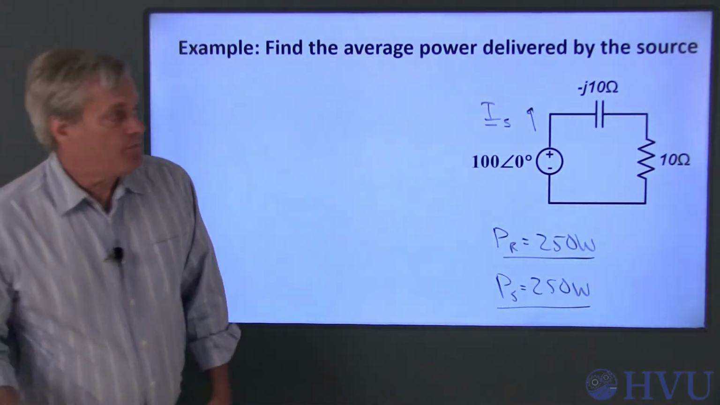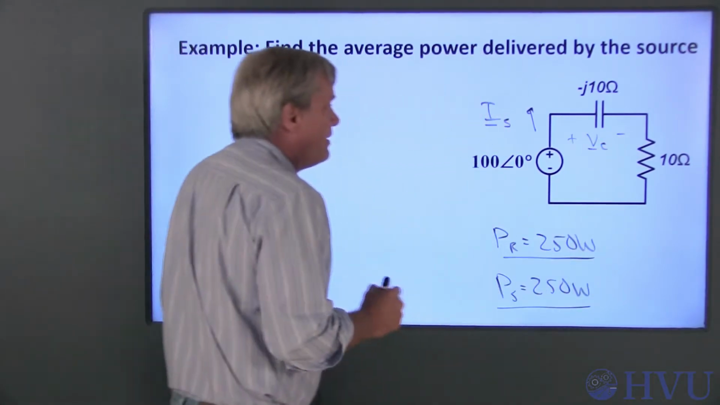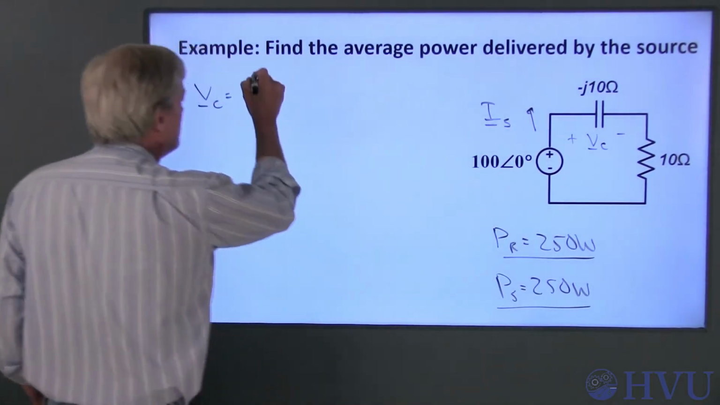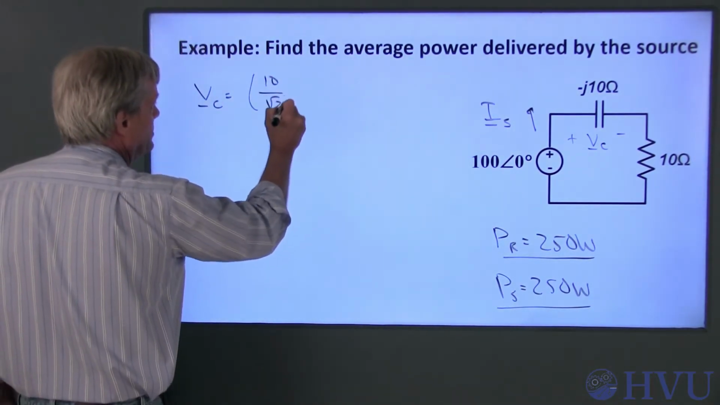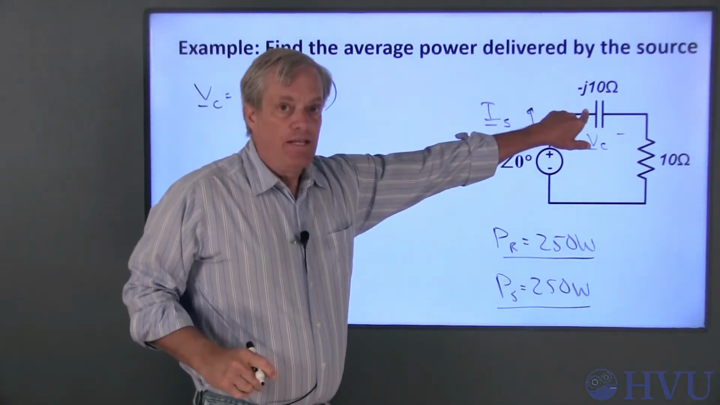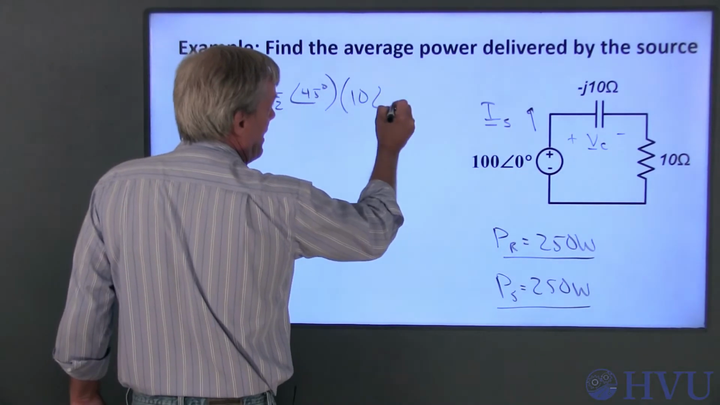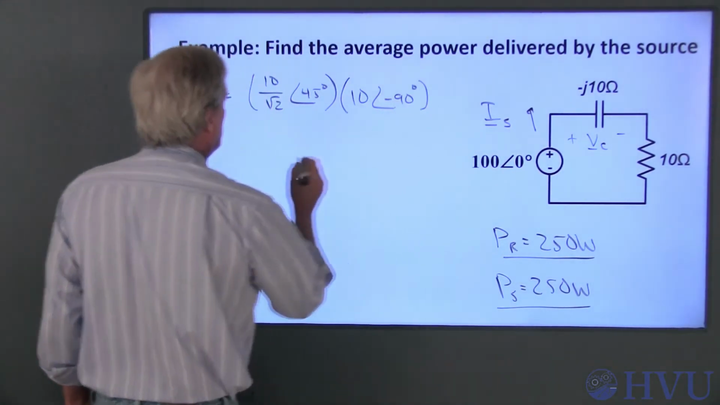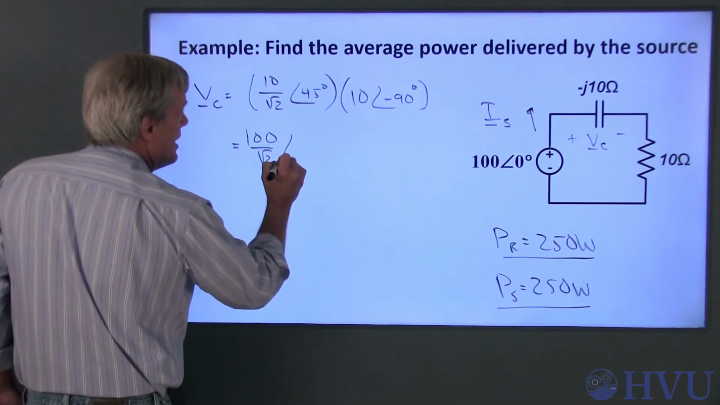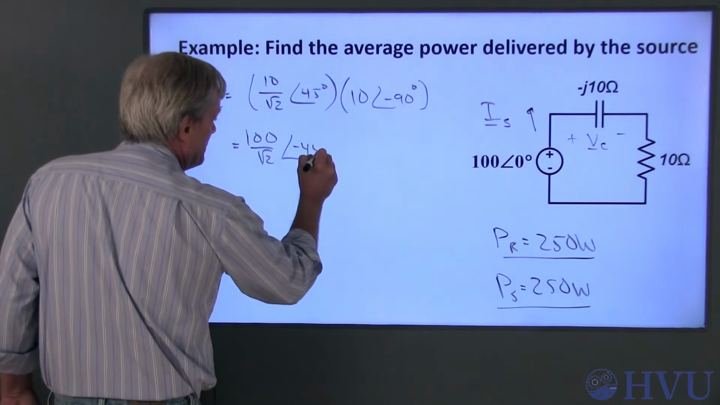To get the capacitor power, we need the capacitor voltage, V sub C. By Ohm's law, V sub C is equal to I sub S, which is 10 over the square root of 2 at an angle of 45 degrees, times this impedance, negative j10 ohms, which is 10 at an angle of minus 90 degrees. So this is 100 over the square root of 2 at an angle of 45 minus 90, which is negative 45 degrees.